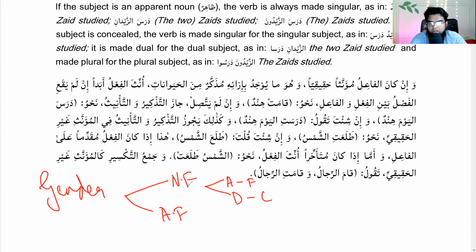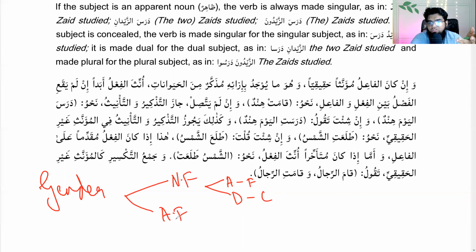So gender, it's a munnath haqiqi. If it is muttasil, I mean attached, it is feminine all the time, like qamat Hindun, Hind stood up. But if it's detached, there's a gap, munfasil, then you have a choice. You can do qama al-yawma Hindun or qamatil yawma Hindun.